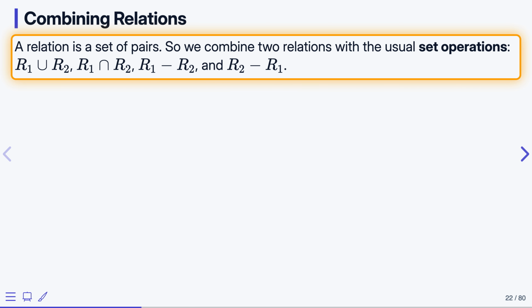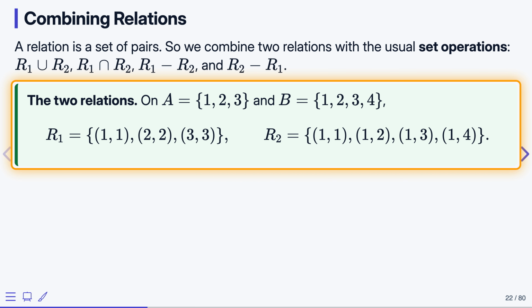A relation is just a set of pairs, so we can combine two relations the same way we combine sets. We can take the union, the intersection, and the two differences. Let's fix the two relations we will use. The relation R1 holds 3 pairs: (1, 1), (2, 2), and (3, 3). It matches each number with itself. The relation R2 holds 4 pairs: (1, 1), (1, 2), (1, 3), and (1, 4). It matches 1 with everything. Notice that the pair (1, 1) is in both. Remember that. It is the only pair the two relations share.